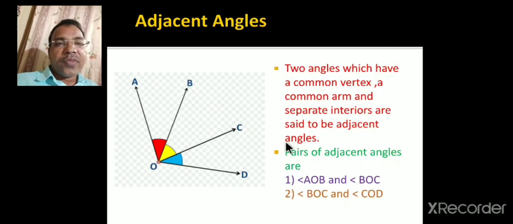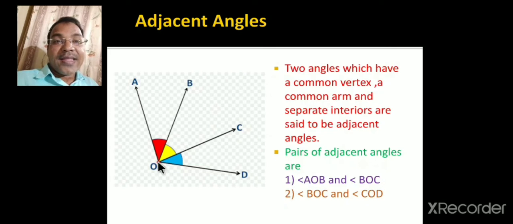For example, the pairs of adjacent angles in this figure are angle AOB, which is shown by this red color, and angle BOC, which is shown by this yellow color. If you compare these two angles, you will find that their vertex O is common, and their arm ray OB is also common. Ray OB is present in both angles, and their interiors are totally separate.